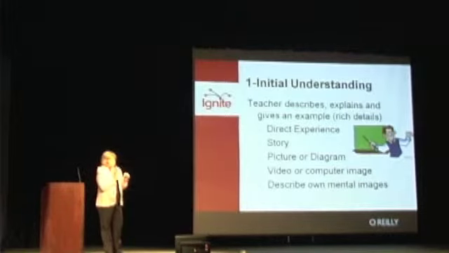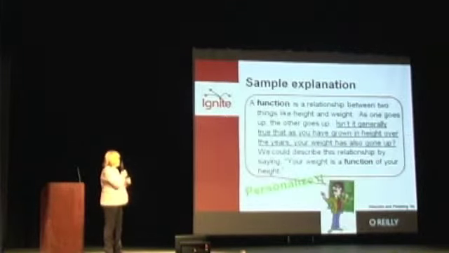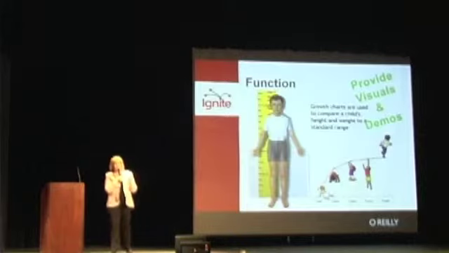The first job of the teacher is to give them some initial understanding. You describe and explain. Do it thoroughly through any of these or all of these. Here's an example on function. A relationship between two things, and notice that the teacher here gives it very personal attention. Isn't it generally true that you have grown in height over the years? Your weight has also gone up. So kids can see this very clearly, provide visuals and demos.